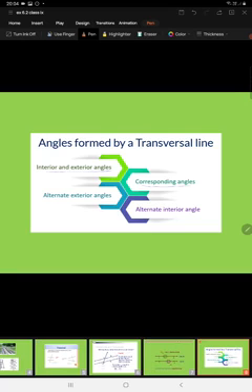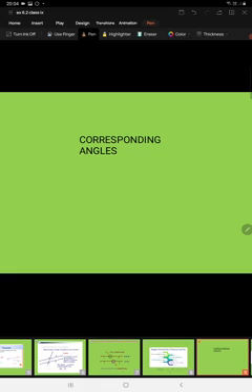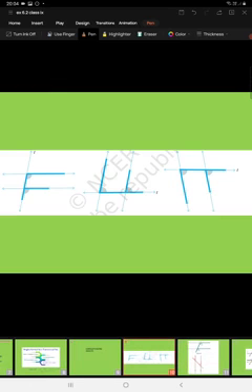The types of angles formed by the transversal can be categorized as corresponding angles, interior and exterior angles. Now interior and exterior angles can be alternate exterior angles, alternate interior angles, or we can say the interior angles on the same side of transversal. These same side angles are also called co-interior angles. First of all, we will deal with the recognition of corresponding angles, how we can identify the corresponding angles.